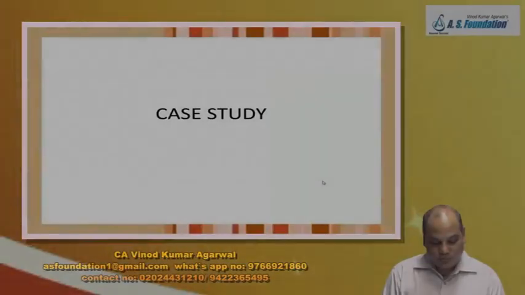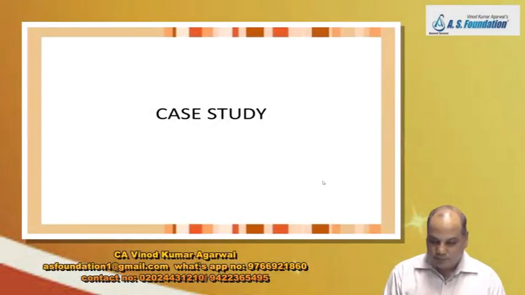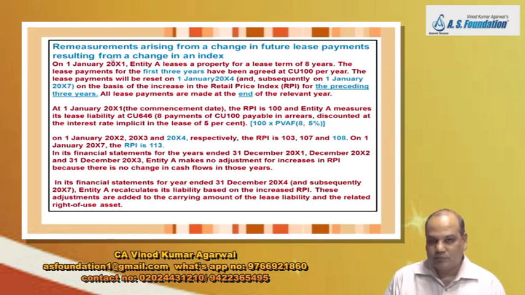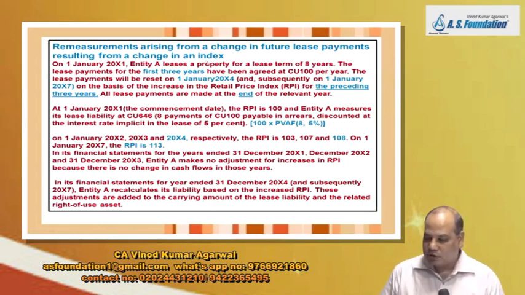Come to the next example we will solve. Next paragraph, there is an example. Remeasurement arising from a change in the future lease payment resulting from a change in the index. Underline: resulting from a change in the index.